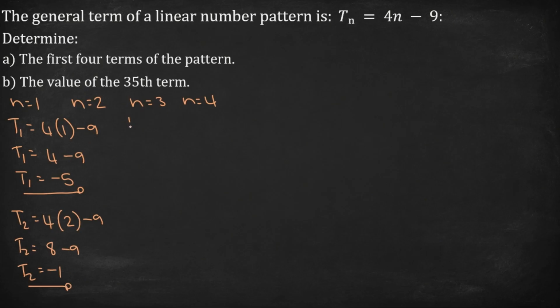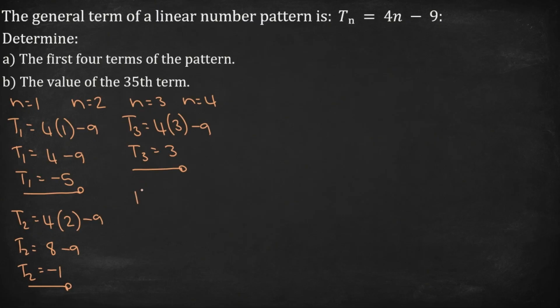Let's do term 3. So we've got T3, and let's substitute again. Instead of n, I'm going to write 3, minus 9. T3 equals, now 4 times 3 is 12, minus 9 is 3. So I've determined the value of term 3.